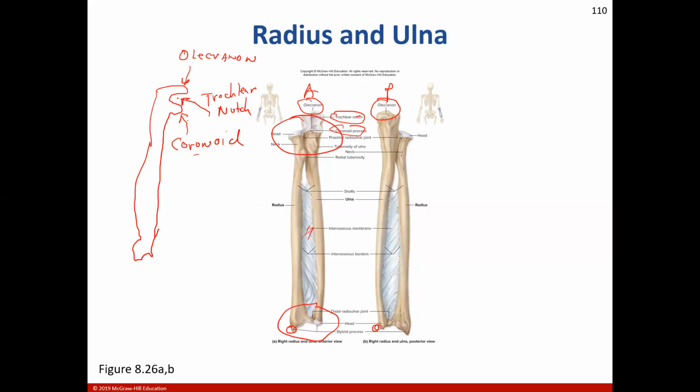So the radius is pretty straightforward. The radius has a head, which looks just like a nail head, and that's proximal radius. Then it has a styloid process. Remember, the radius is lateral. So in the anatomical position, with your thumb pointing outward and lateral, the radius is on that lateral side.